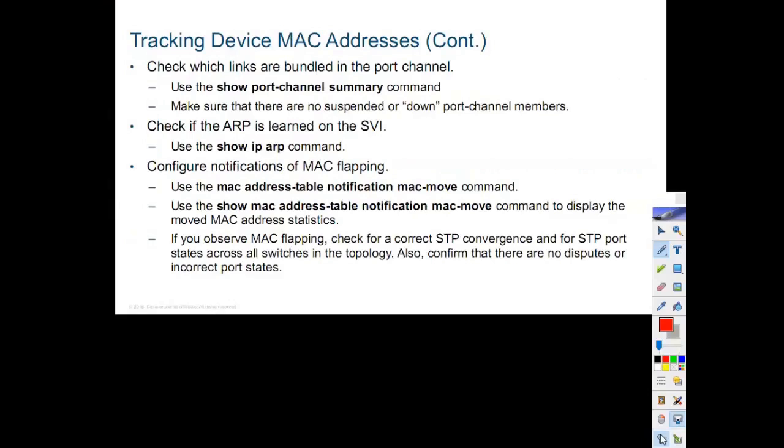Or you can use show mac address-table notification mac-move, and it will display those MAC address statistics for you, because they could be unstable, they move, or an interface is going up and down. That's definitely going to affect the spanning tree, because all interfaces on the switches participate in the spanning tree. Whatever the problem might be with the endpoint, it's definitely going to affect the MAC address table.